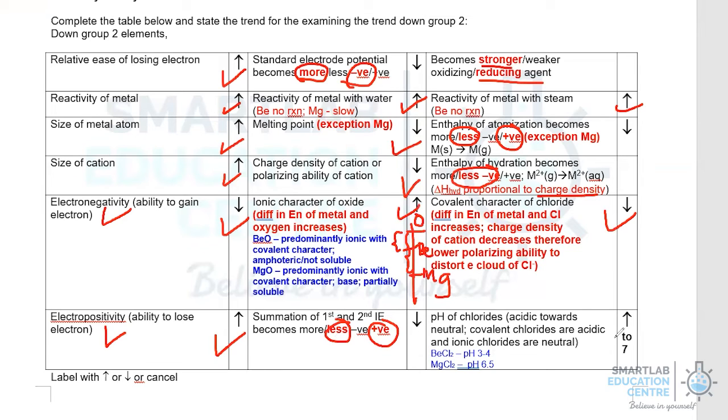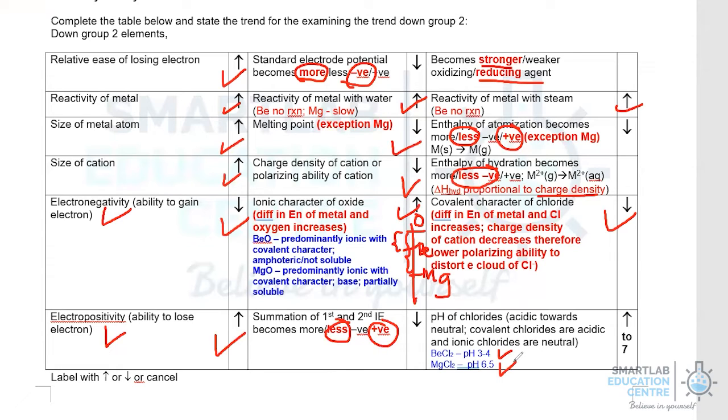And finally, to wrap up, if you look at the pH of the chlorides down the group, you will notice that the BeCl2 has a pH of 3 to 4. That portion you learn in your period 3 elements. And magnesium chloride's pH is actually 6.5 when dissolved in water.